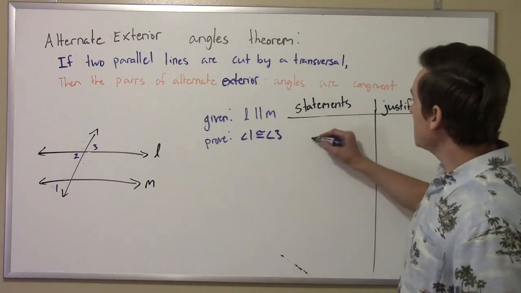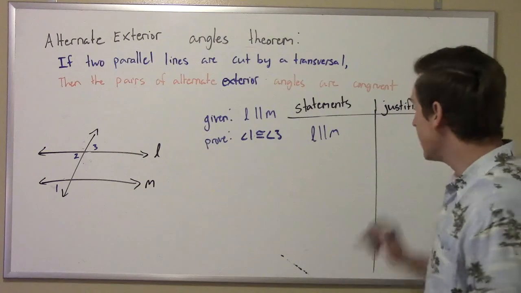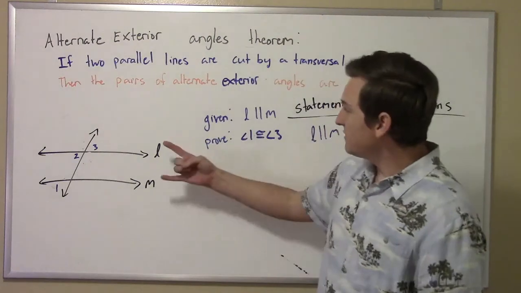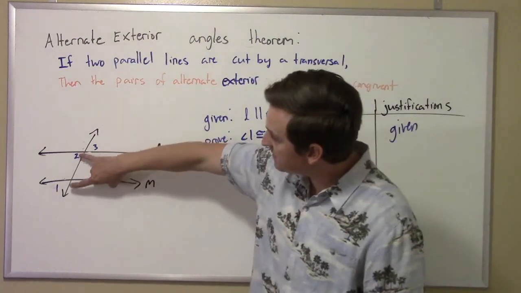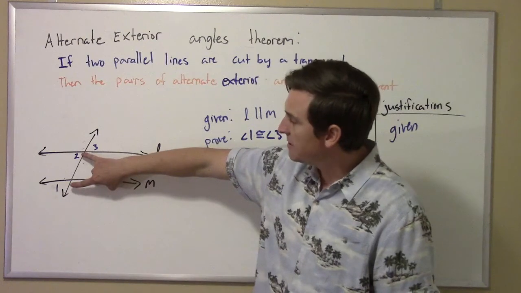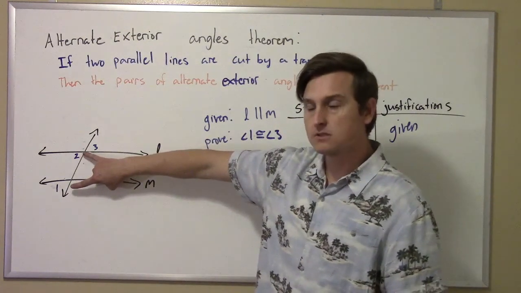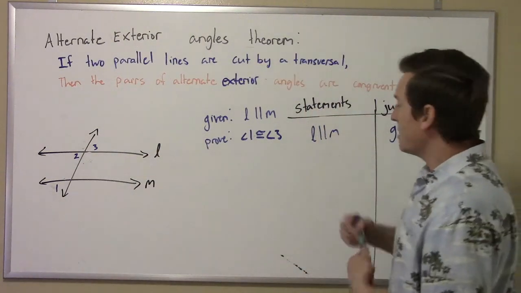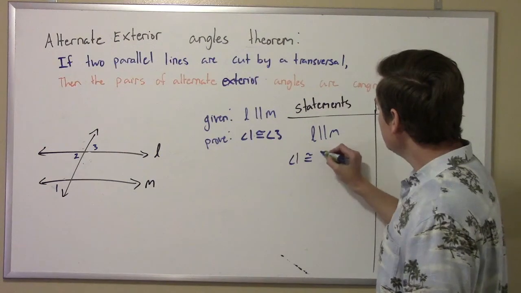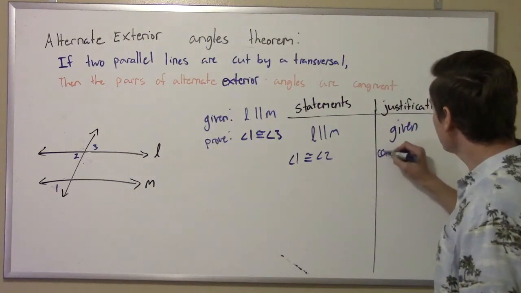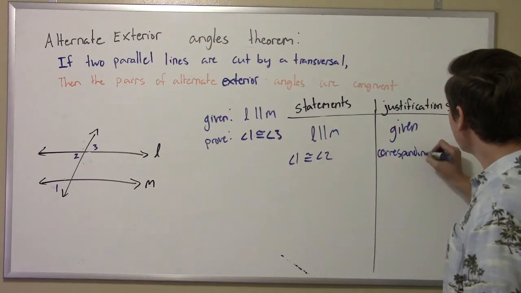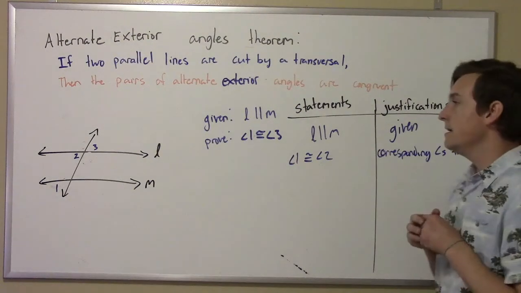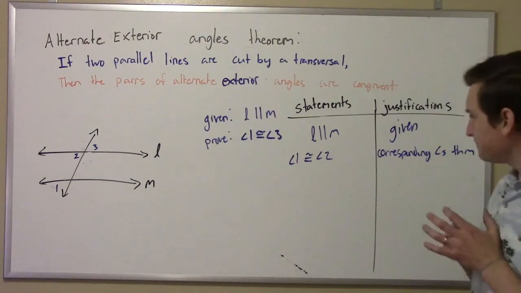We're going to start with L parallel to M, given. Now what we know is if these are parallel, then 1 has to be congruent to 2. The reason is because they're corresponding angles, and we have the corresponding angles theorem. We can use that now. We talked about that in the first video. So we can say angle 1 is congruent to angle 2, by the corresponding angles theorem. I'm using the angle symbol there. You can too if you want to, and then an abbreviation for theorem.